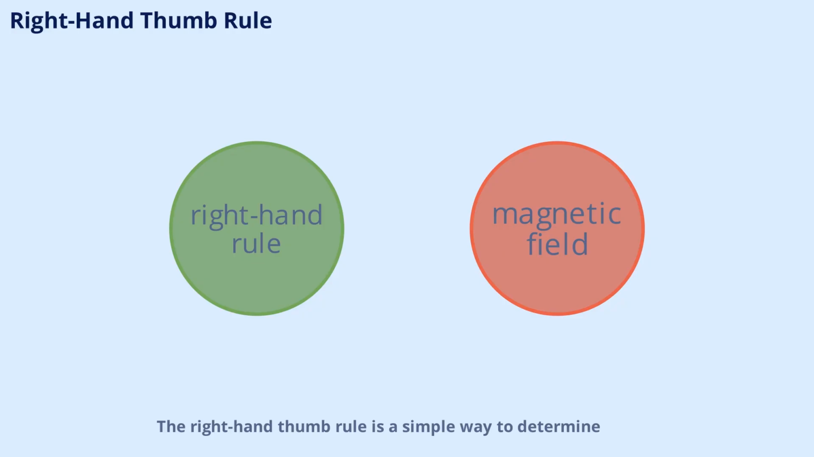Right-hand thumb rule is a simple way to determine the direction of the magnetic field around a current-carrying wire. Imagine holding the wire in your right hand, with your thumb pointing in the direction of the current. Your curled fingers then show the direction of the magnetic field lines circling the wire. This rule helps us visualize the invisible magnetic effects created by electric currents, making it easier to predict how devices like motors and solenoids will behave.